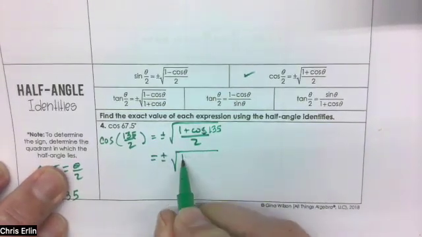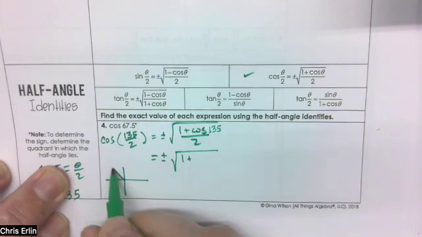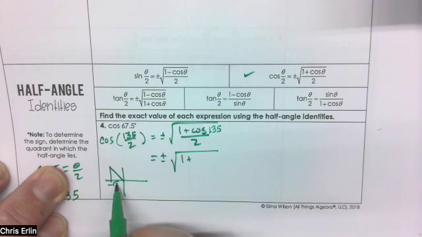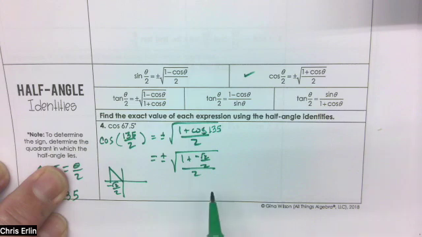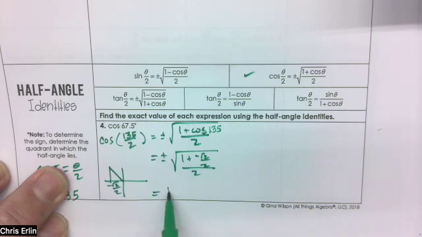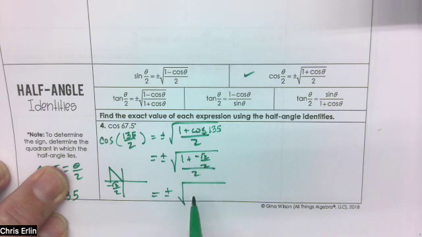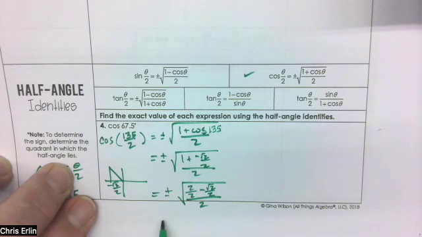Plus or minus square root of 1 plus unit circle 135. Cosine is negative root 2 over 2. Remember when I said you need to know 3 things for this stuff or be able to do 3 things? You need to know the formulas. You need to know your fraction cleanup. How do I clean this up? I'm going to take the numerator and get common denominators. So 2 over 2 minus root 2 over 2, still all over 2. Now I've got 2 minus root 2 on top over a 2, all over a 2.